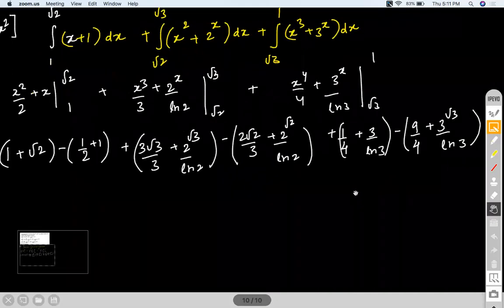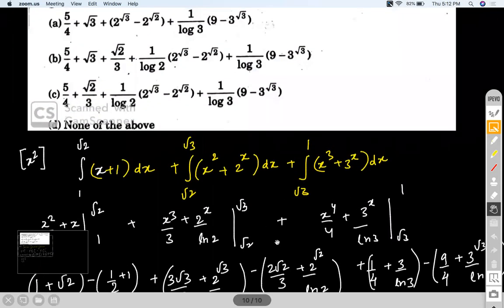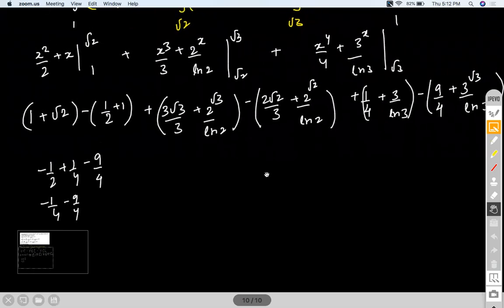Let's collect the rational terms first. So 1 gets cancelled over here. We have a minus half, and this will become minus half plus 1/4 minus 9/4. Correct? Any other term which I'm missing out? Okay, so what does this give me? This is minus 1/4 minus 9/4. That gives you minus 10/4. Do we have such an answer? Oh, plus 5/4 is there. That means some term I am missing out.